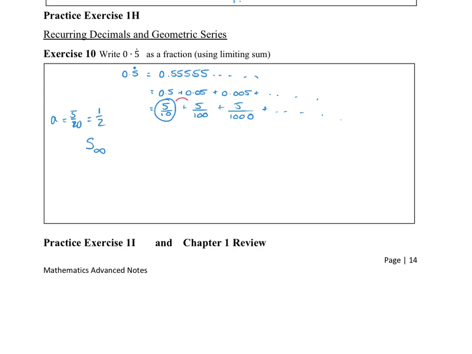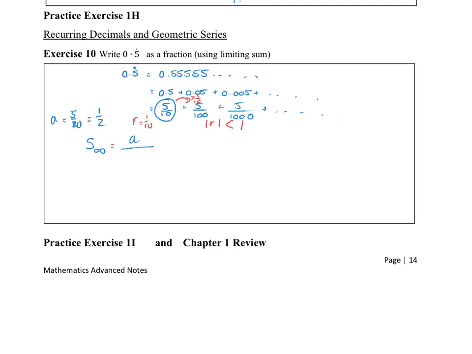And the r, what am I doing to get to there? So I'm actually timesing by 1 over 10. Times the top by 1, times the bottom by 10. So my r is 1/10. Since the absolute value of r falls between -1 and 1 because it's only a tenth, I can use the sum to infinity.